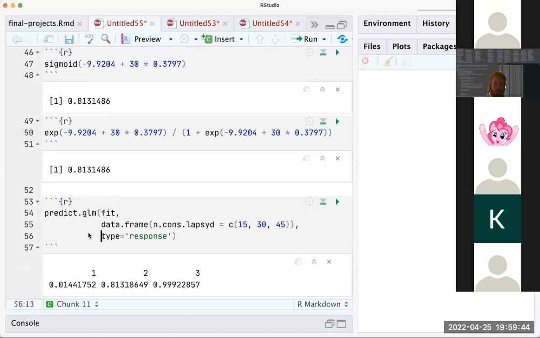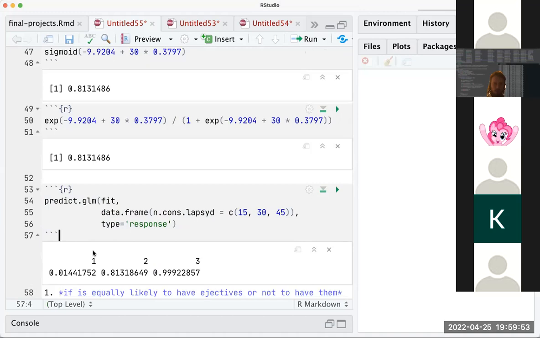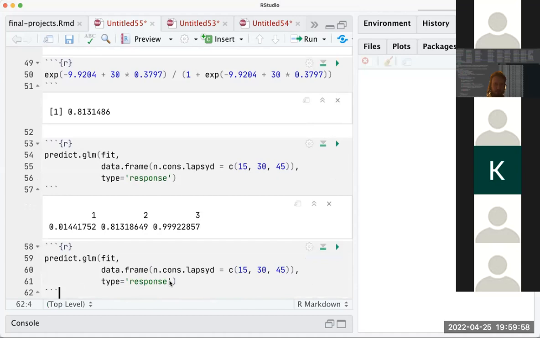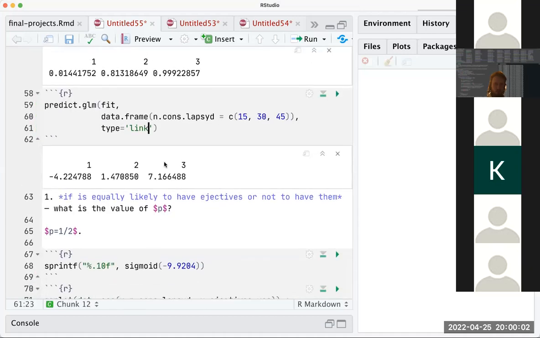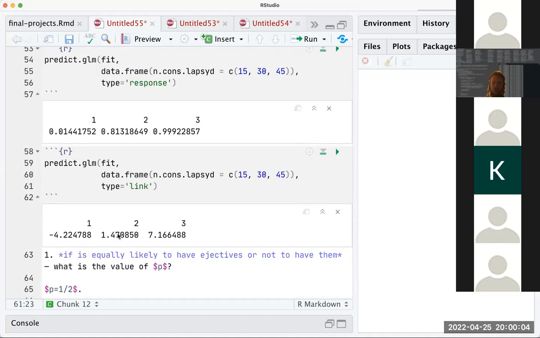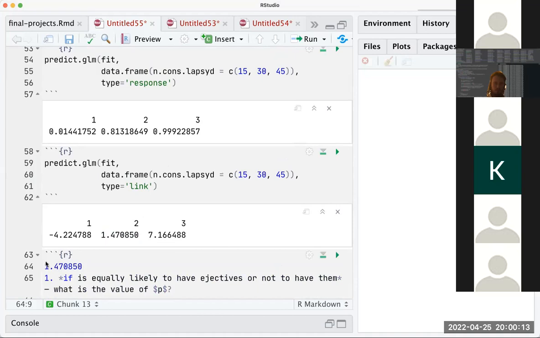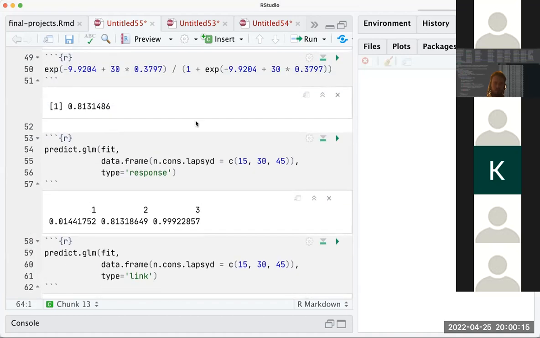Note that in generalized linear models, you can predict not only response, so this is the actual probability, but you can also predict log odds. So these are corresponding log odds. So for example, this value, it is just this thing.